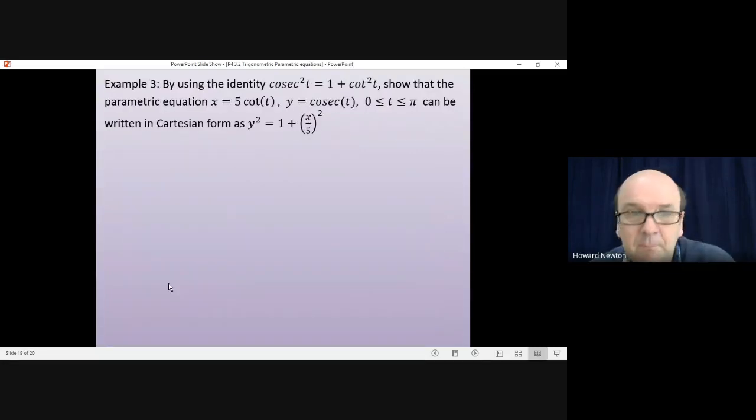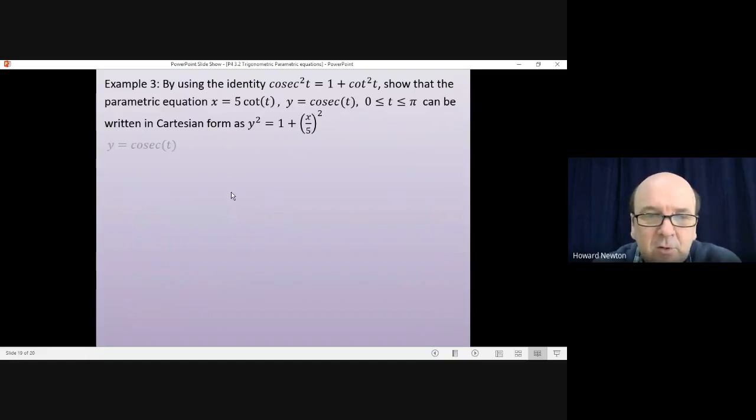Okay, one last example. Example 3: by using the identity cosec squared t equals 1 plus cot squared t, show that the parametric equation x equals 5 cot t, y equals cosec t, between 0 and pi can be written in Cartesian form as y squared equals 1 plus x over 5 all squared. Now, you don't have to worry about domains and ranges at all in this question. It's just like question 1. I'll let you have a go at working your way through all of this yourself. And pause the video, come back to me when you're ready.